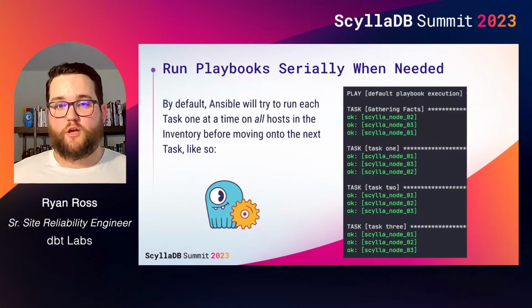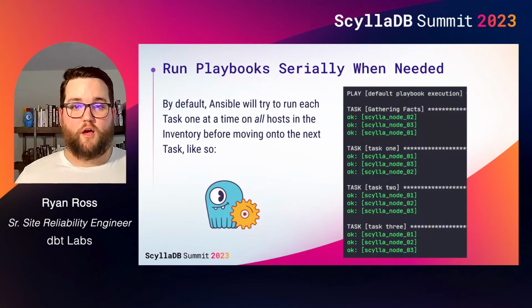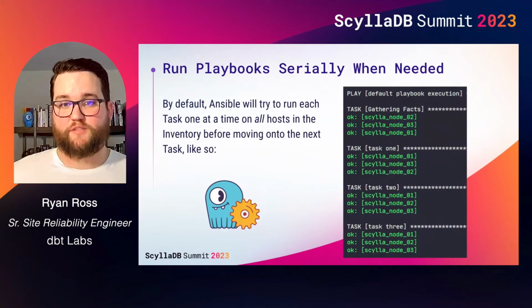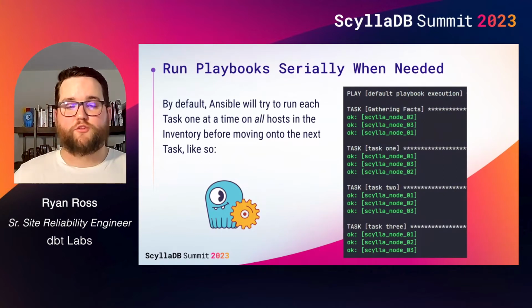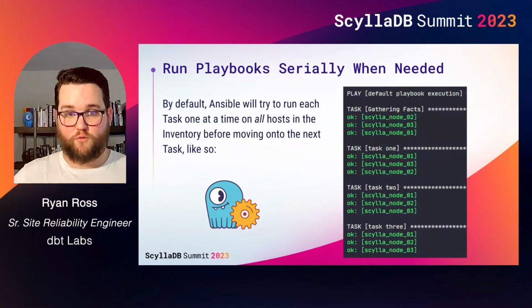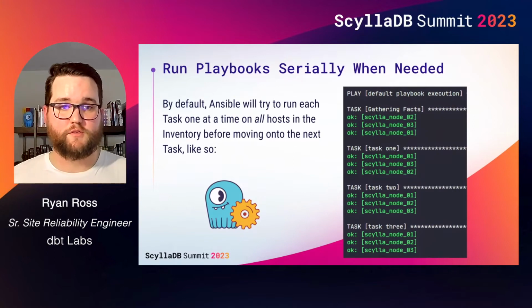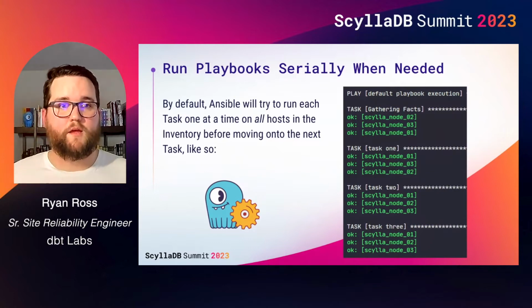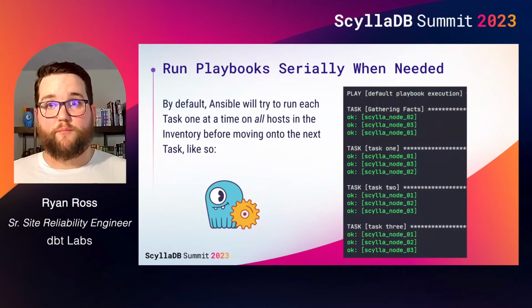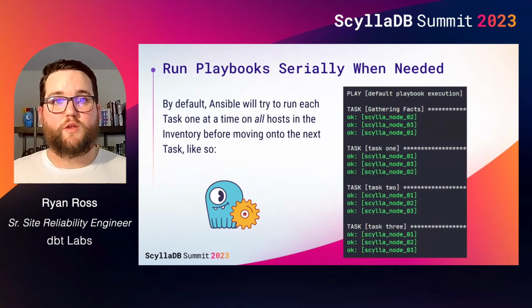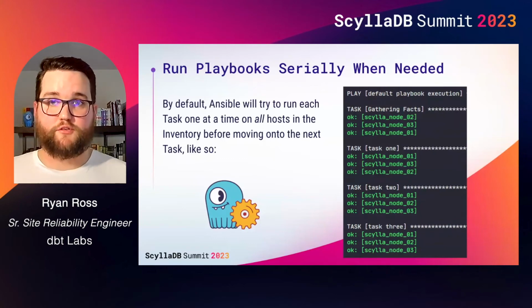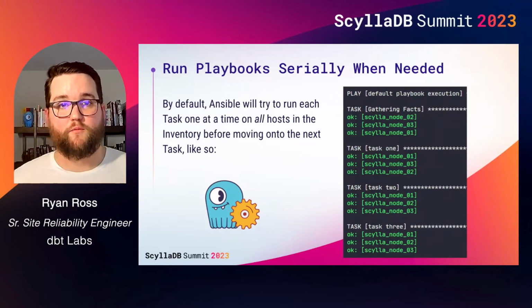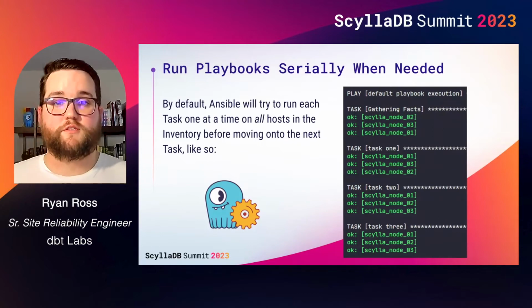So this is an execution of just some arbitrary tasks on 3 nodes. So we see here task 1, task 2, and task 3. And it tries to run task 1 on all nodes, and then task 2 on all nodes, and then task 3 on all nodes. For most things and most Linux deployments, this is probably fine. But let's take the scylla.yaml example. To change that file, we need to restart ScyllaDB for it to take effect of those changes. Well, we can't just restart Scylla from the cluster without notifying anyone, because that could definitely cause some issues.